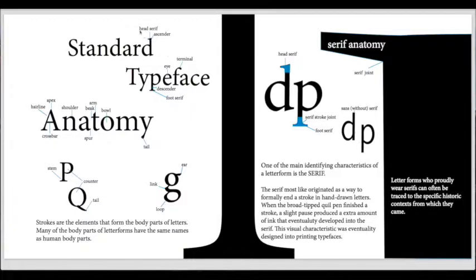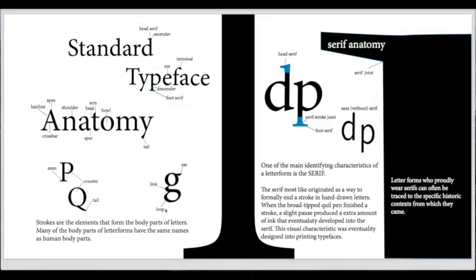Standard. Head serif. Ascender. Typeface. Edge. Terminal. Descender. Foot serif. Anatomy. Hairline. Apex. Crossbar. Shoulder. Break. Arm. Roll. Tail. Stem. Counter. Tail. Link. Ear. Loop. Strokes and elements form the body parts of the letters. Any of the body parts of the letterform have the same names as human body parts.